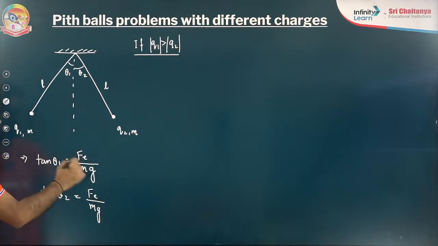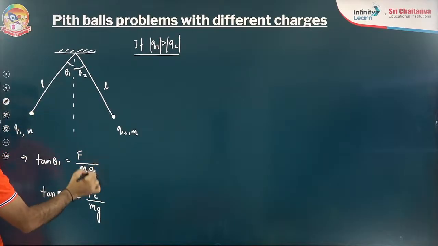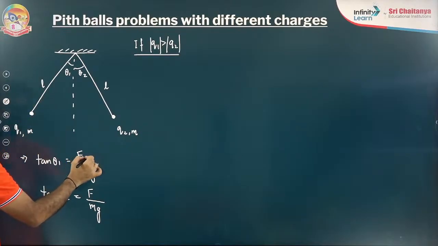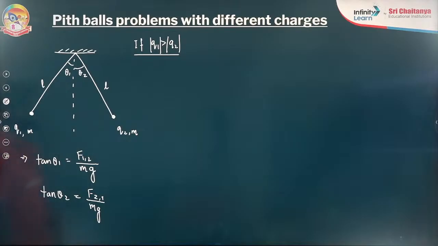Now you will say, sir, why are you writing Fe? Fe can be different. Yes, I am writing it. Suppose this is F1, this is F2. No problem. This is the force on 1 due to 2, this is the force on 2 due to 1. Now is it clear, beta?